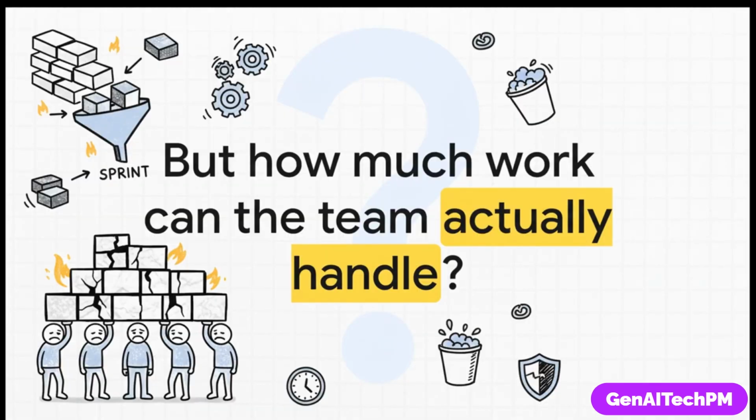And this is the million-dollar question in any planning session. You can have the most beautifully prioritized backlog in the world, but if you try to stuff too much into a sprint, you're just setting everyone up to fail. Overcommitment is a fast track to burnout and sloppy work.